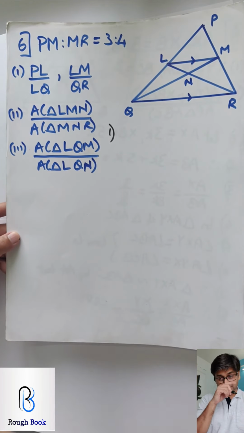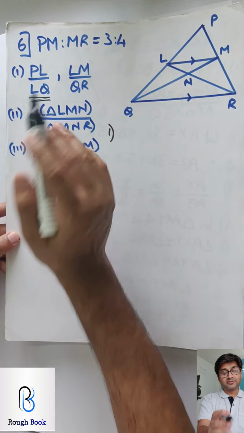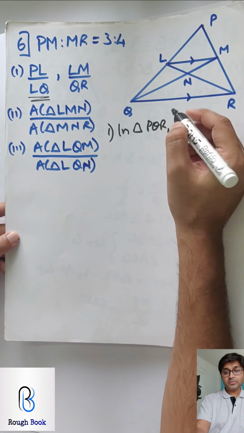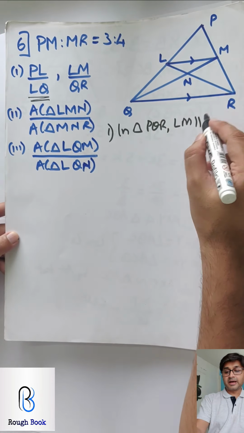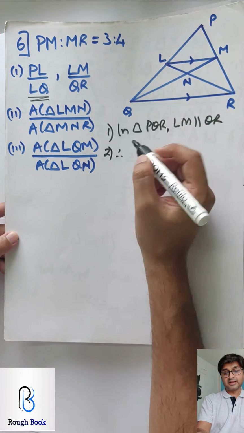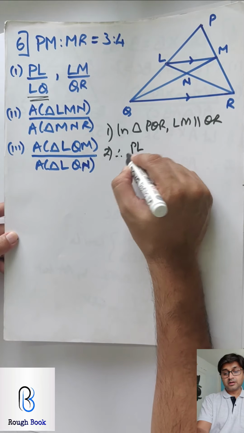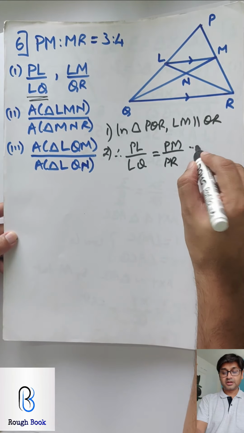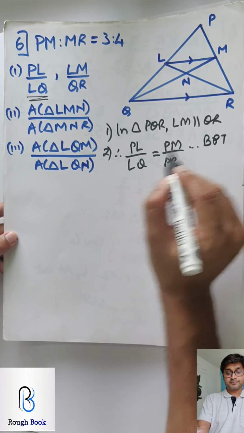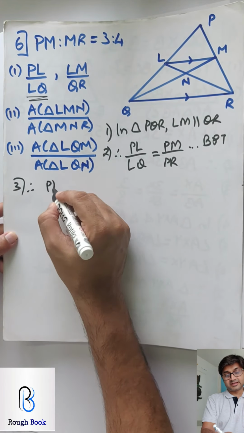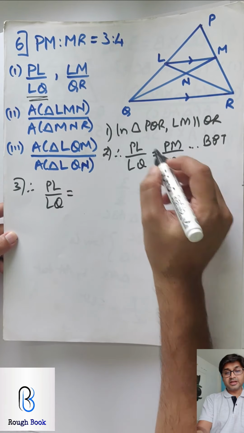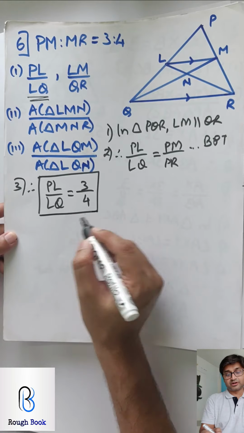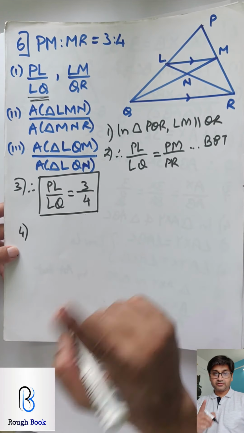So let us first use X method, or let's get this one first. That is straightforward, right? So in triangle PQR, we can say LM is parallel to QR, and since LM is parallel to QR, PL upon LQ equals PM upon MR. Reason will be BPT, and therefore straight away I can say PL upon LQ is 3 by 4, so 3:4, and I get my first step straight away. Got this everyone? First part.